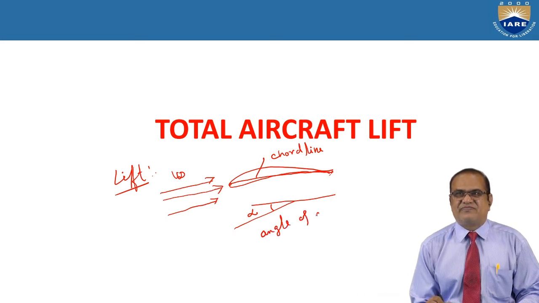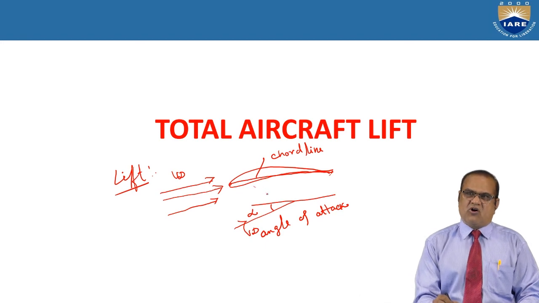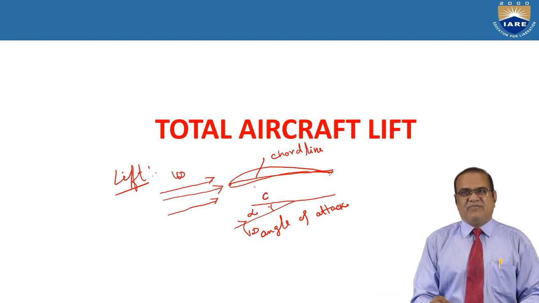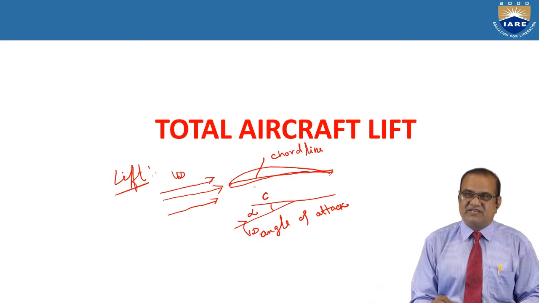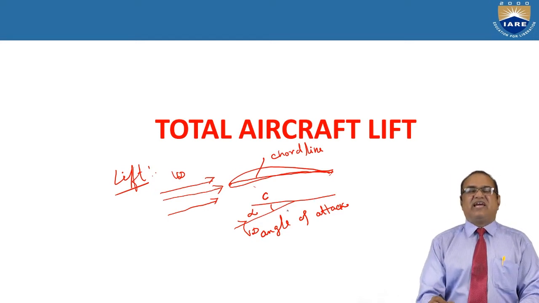Angle of attack. Okay, so this is the velocity and this is the chord here. The angle between the direction of the relative wind and the direction of the chord is called the angle of attack.